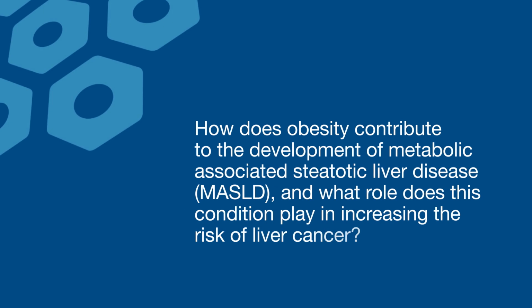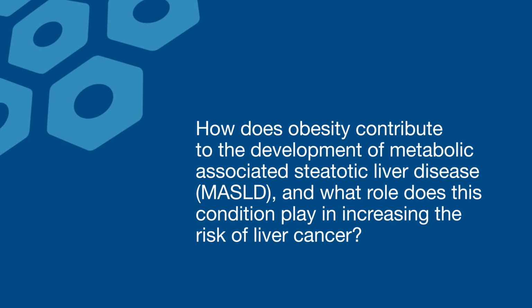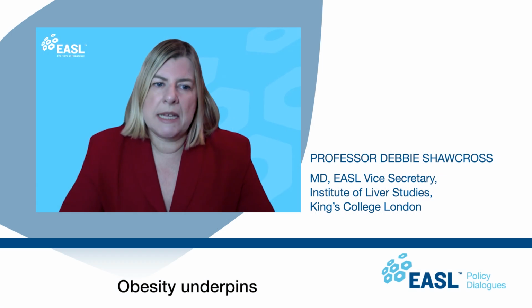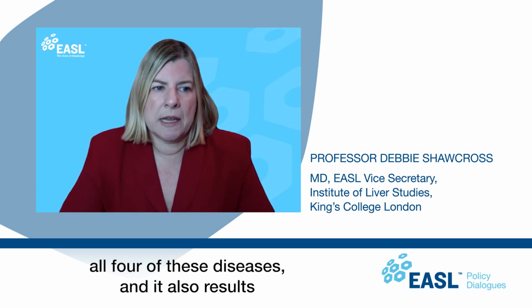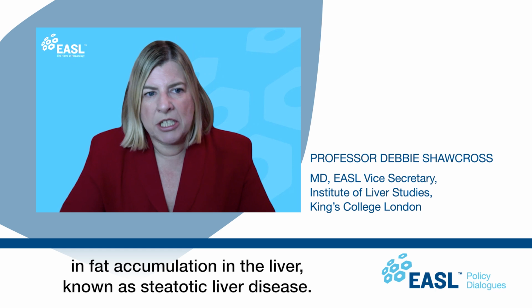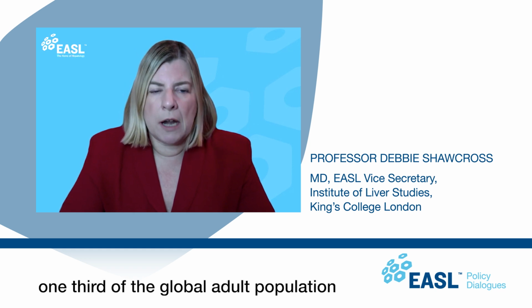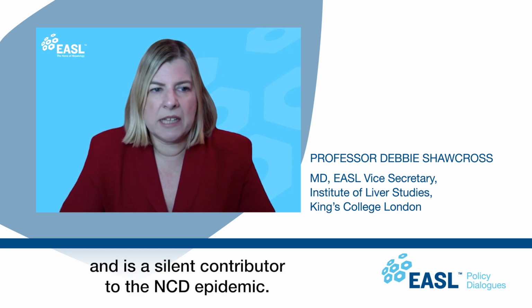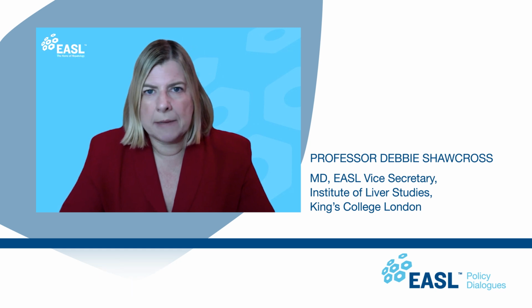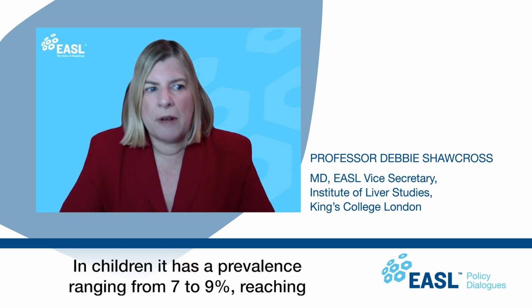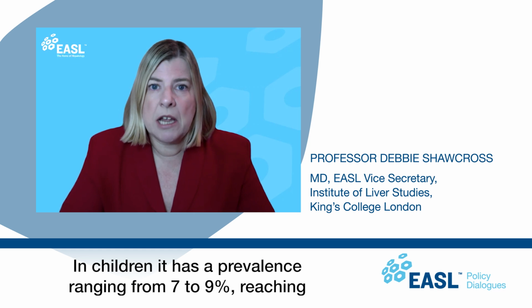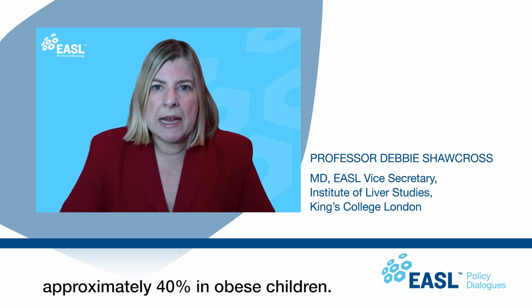How does obesity contribute to the development of metabolic-associated steatotic liver disease, and what role does this condition play in increasing the risk of liver cancer? Obesity underpins all four of these diseases and also results in fat accumulation in the liver, known as steatotic liver disease. Steatotic liver disease affects over 1/3 of the global adult population and is a silent contributor to the NCD epidemic. In children, it has a prevalence ranging from 7 to 9%, reaching approximately 40% in obese children.